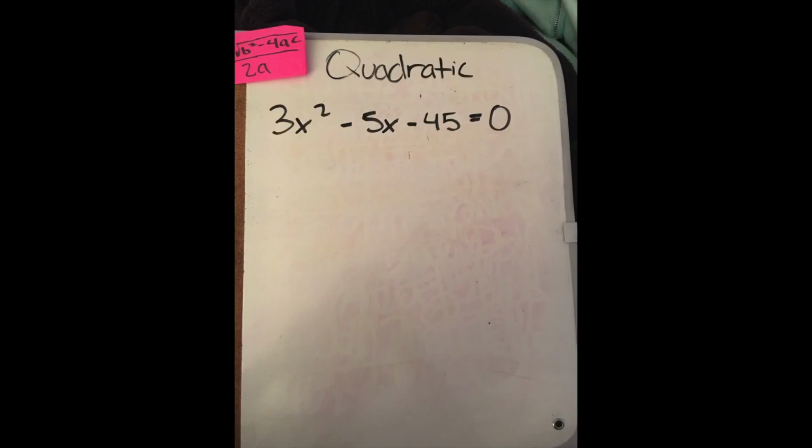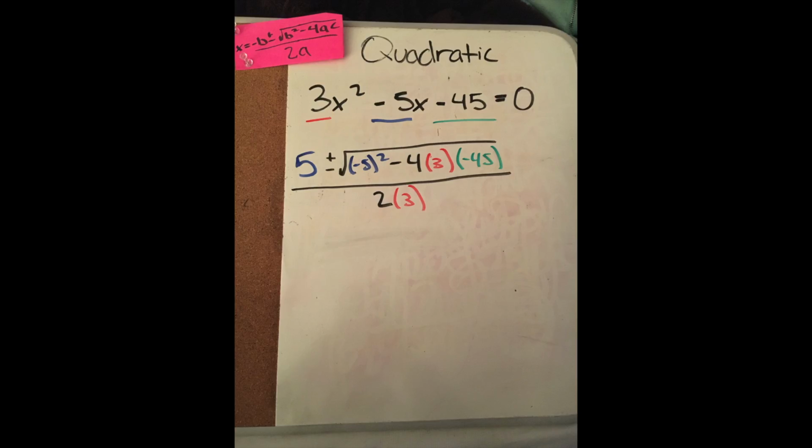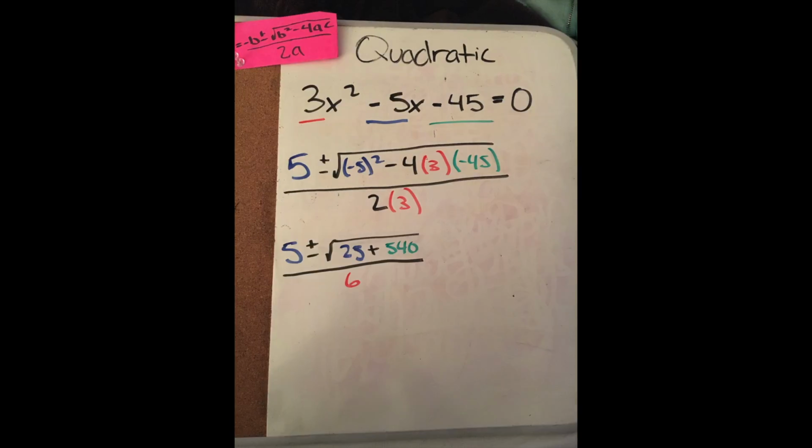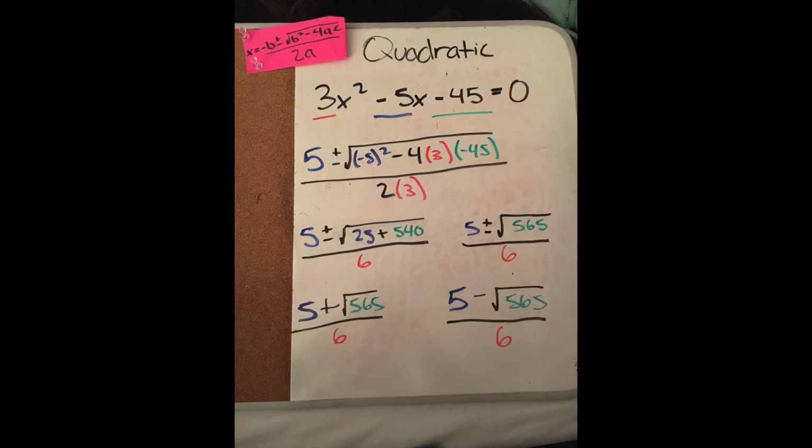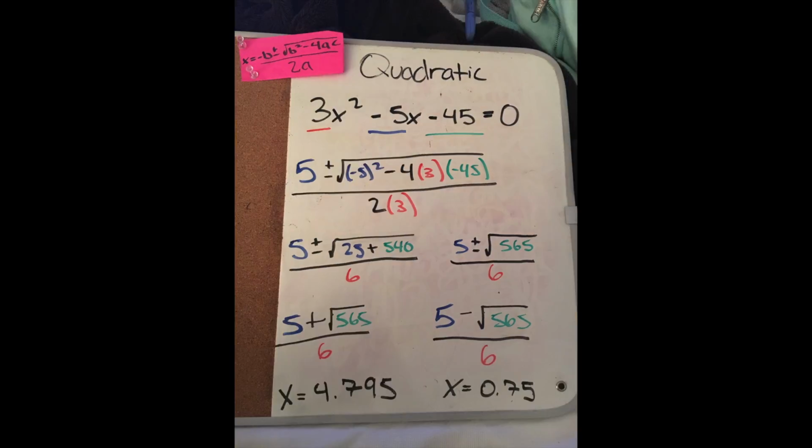Okay, let's start solving this. In this equation, a equals 3, b equals negative 5, and c equals negative 45. Plug those into the quadratic formula and begin simplifying them. Once you get to this point, again, you're going to split it into two equations so you can get two answers. And that is how you solve a quadratic equation using the quadratic formula.